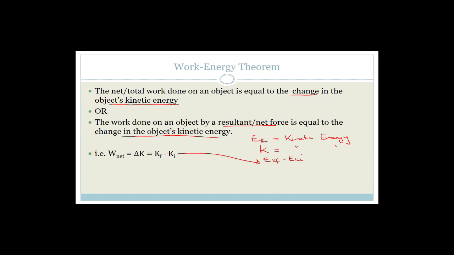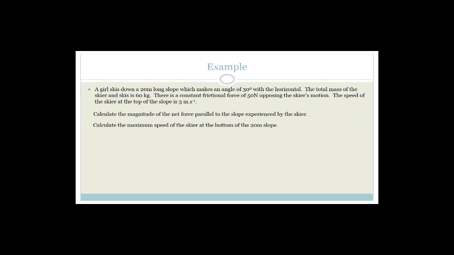But you need to be able to recognize both, okay? It's very important. So the work done on an object by the resultant net force is equal to the change in the object's kinetic energy. So let us look at an example, because the only way that you can really get to grips with these sections is to do an example.